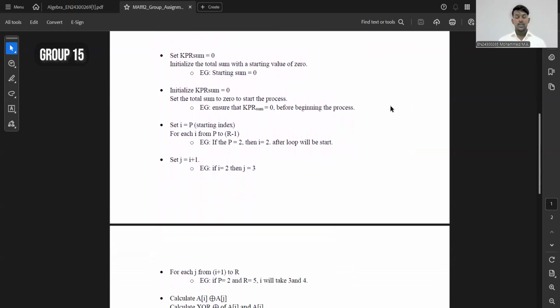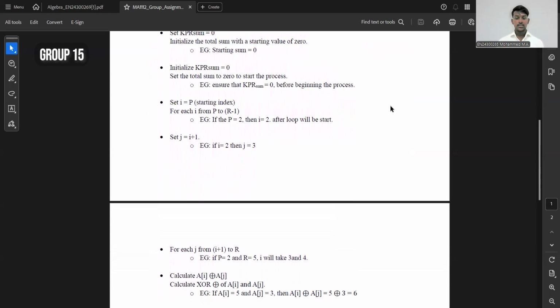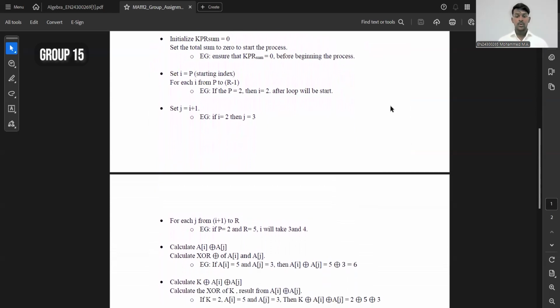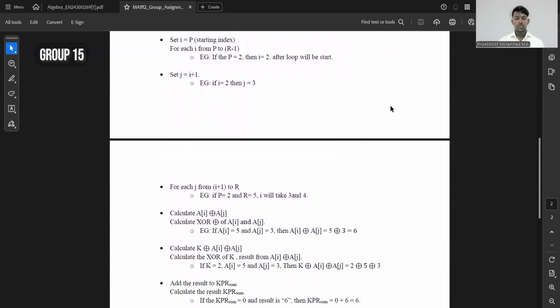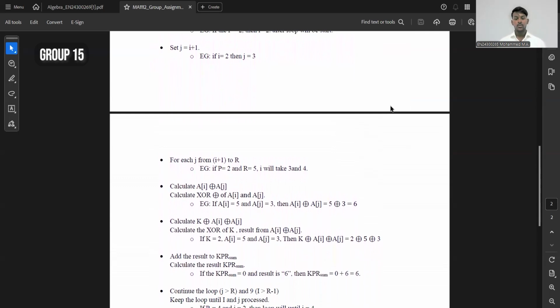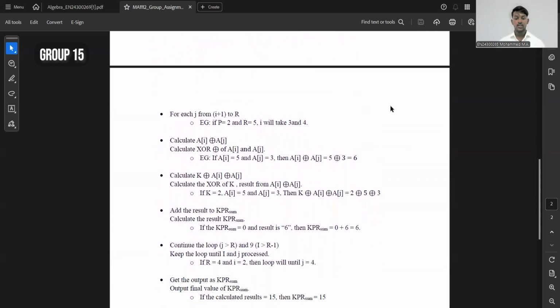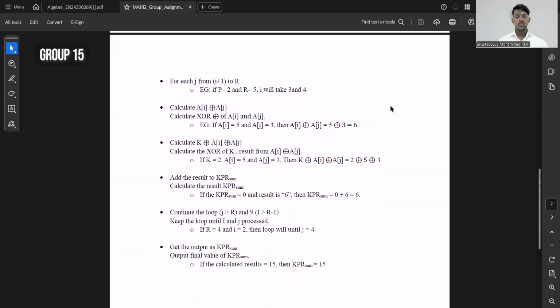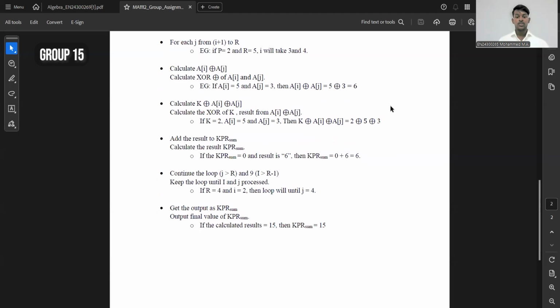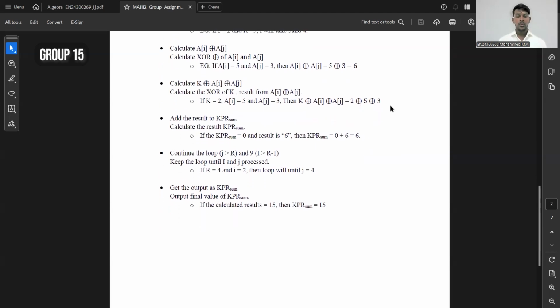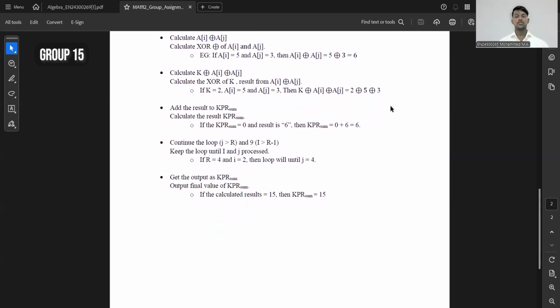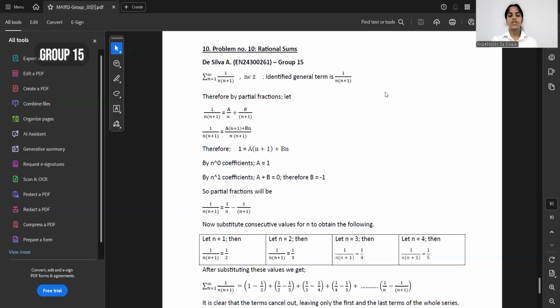For example, if A equals 5, 3, 8, 6 and K equals 2, the final output after all XOR operations gives the value for KPR sum. The key idea is that XOR nullifies matching bits, which makes this a useful operation for certain security and error checking applications. Now I'll explain how to solve a rational sum problem to determine its convergence.